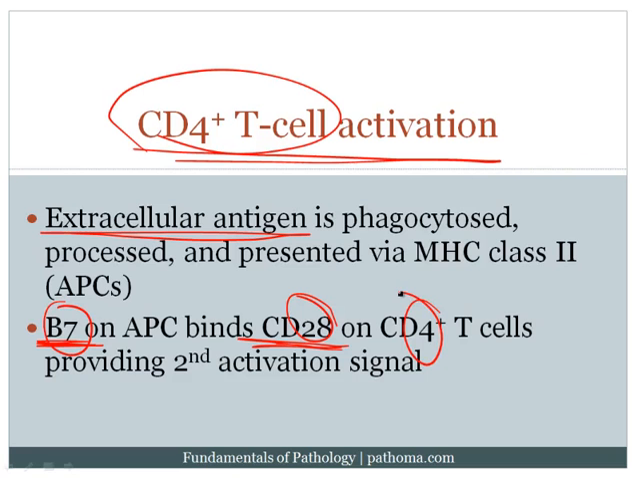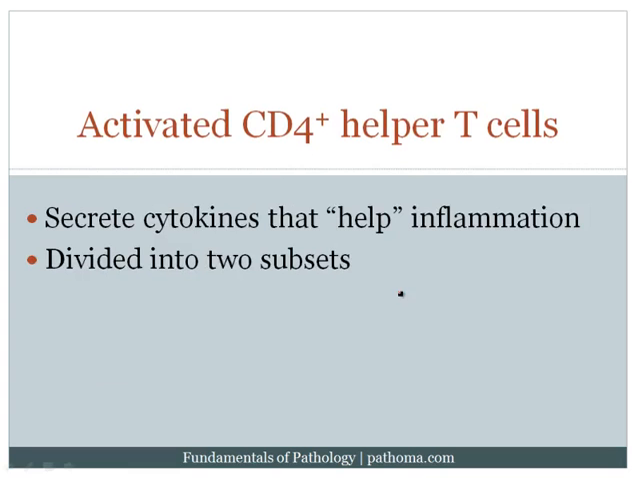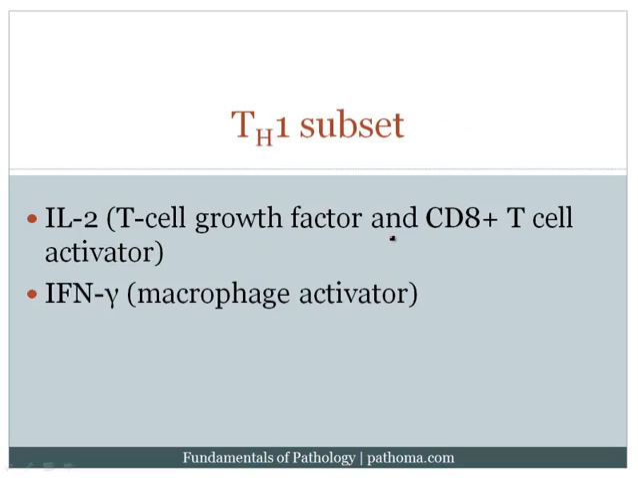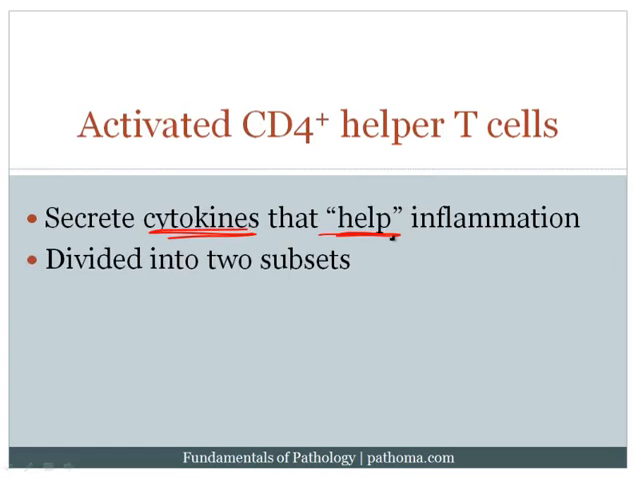Once CD4 positive T cells are activated, they will secrete cytokines. These cytokines help inflammation, and that's why they're called CD4 positive helper T cells. Interestingly, the CD4 positive T cells are divided into two subsets, and the two subsets help the two types of inflammation that occur in chronic inflammation. Why don't I take you one slide back and go over this briefly. The CD4 positive T cell's job is to help, and it helps two types of inflammation.